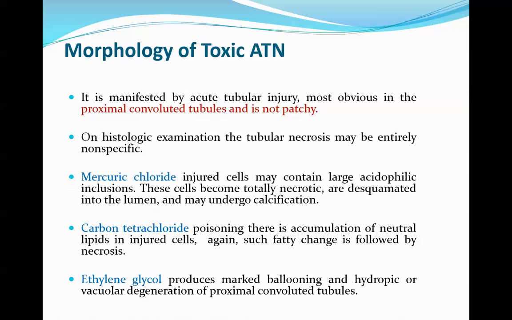And ethylene glycol produces marked ballooning and hydropic or vacuolar degeneration. So hydropic degeneration in the proximal convoluted tubules. So if there is ethylene glycol injury, you see ballooning degeneration or hydropic degeneration in the tubular epithelium. So we have three types of poison. In mercury chloride, you will see acidophilic large inclusion and calcification. In carbon tetrachloride, you will see fatty change. And in ethylene glycol, you will see marked ballooning or hydropic degeneration of the tubules, right?